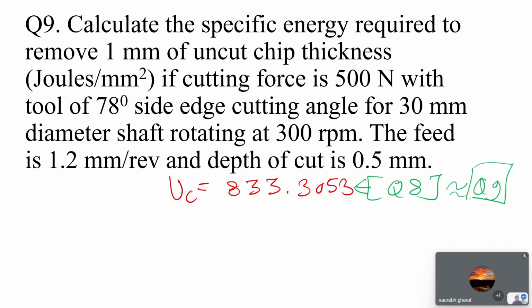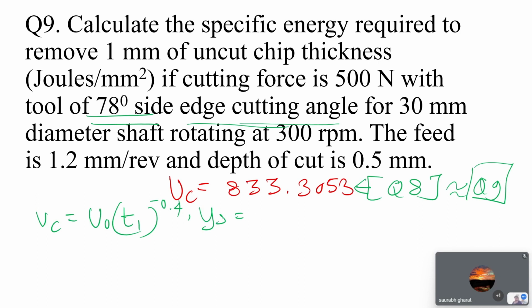So we get Q8, and you know the formula that UC is equal to U0 into T1 to the power of minus 0.4. So you need to find T1 now. How can you find T1? You have this angle, the tool side edge cutting angle. You have phi s right now, which is equal to 78 degrees.